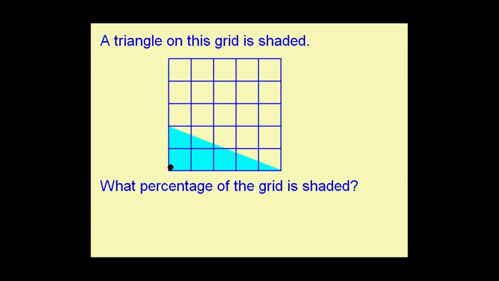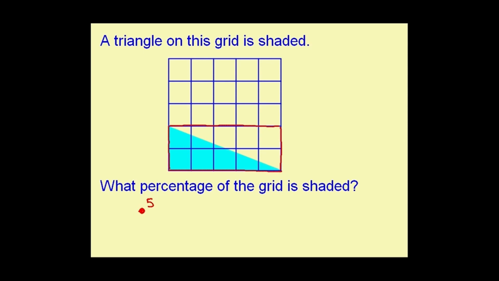Finding the amount of squares shaded in this triangular shape is quite tricky, but if I just look at the surrounding rectangle, I can see that that's exactly 10 squares, and the triangle is half of that. So there must be 5 squares shaded in the triangle.